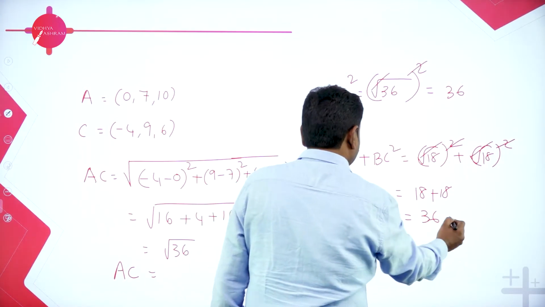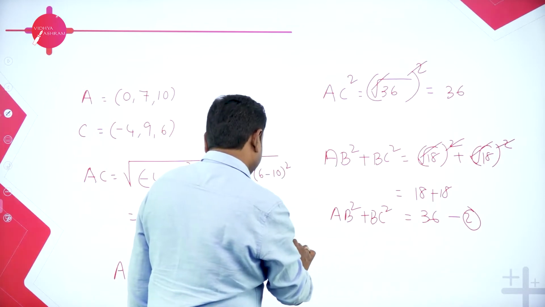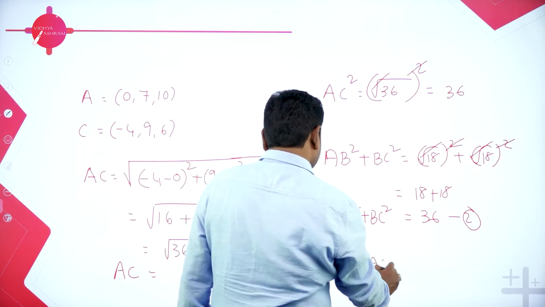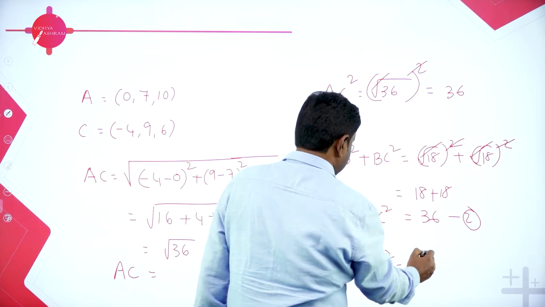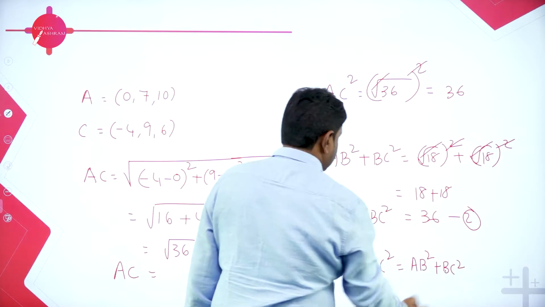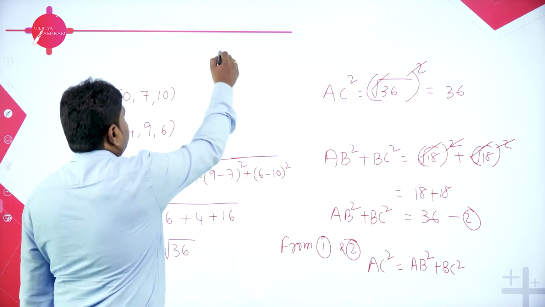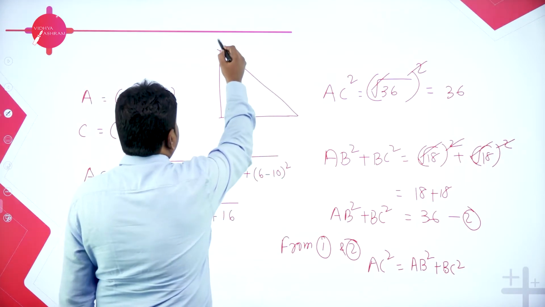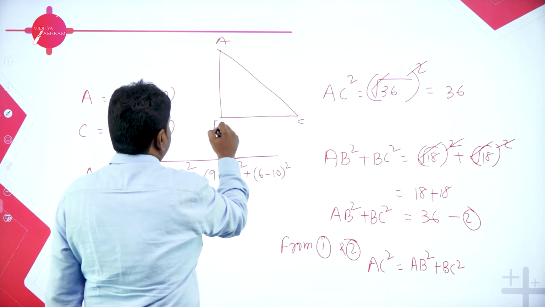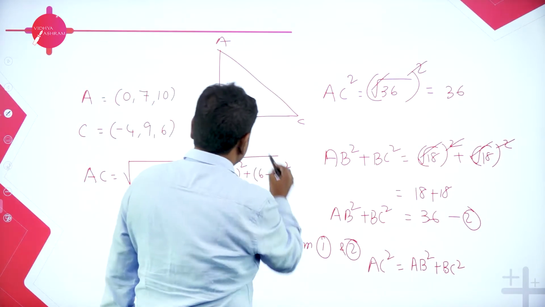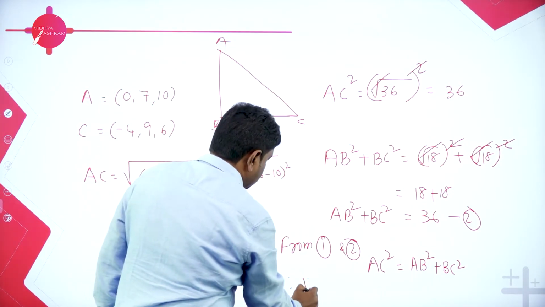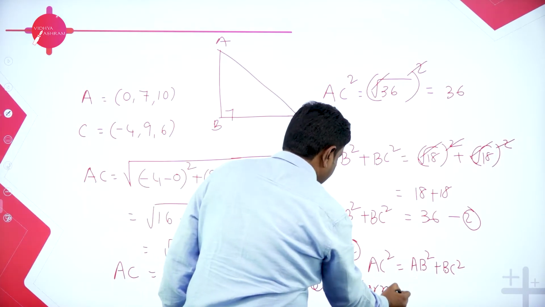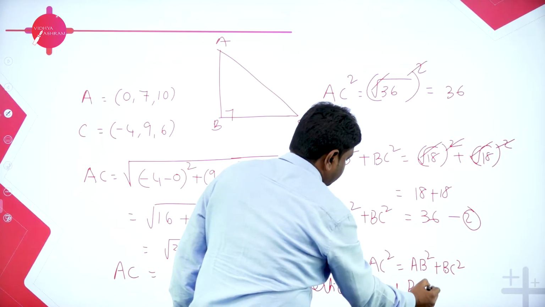So now from 1 and 2, AC square is equal to AB square plus BC square. Means it obeys Pythagoras theorem. Means if I draw a triangle, the hypotenuse is the longest side, root 36, the AC, and this is AB. So AC square is equal to AB square plus BC square. So therefore vertices form a right angled triangle.